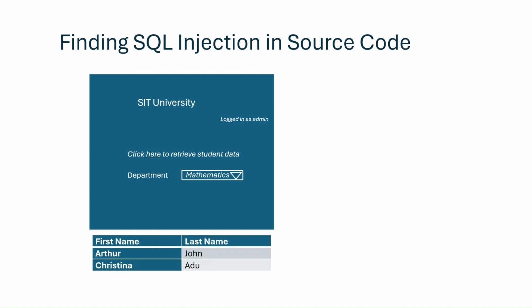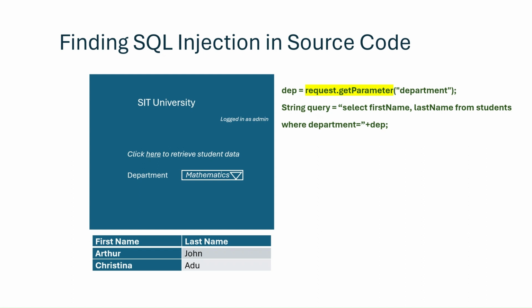Now the application code snippet for the above logic in Java will look like what you see on the screen. Department is equal to request.getParameter of department. String query is equal to select first name, last name from students where department is equal to the department value from the previous line, which was retrieved from the front end using the request.getParameter API. Or if the application uses prepared statements, the code will look like what you see on the screen.